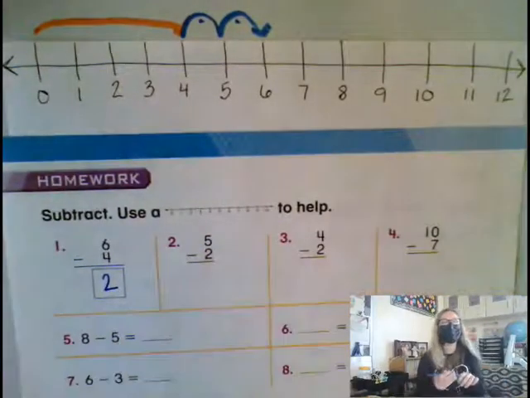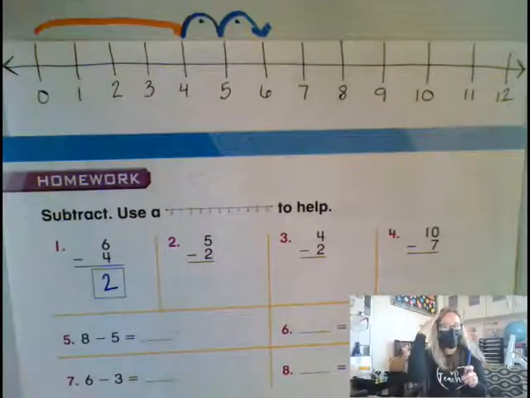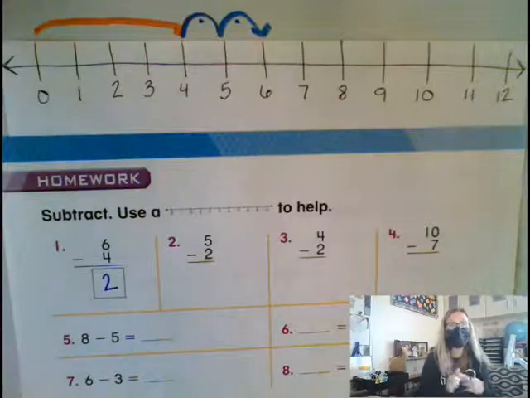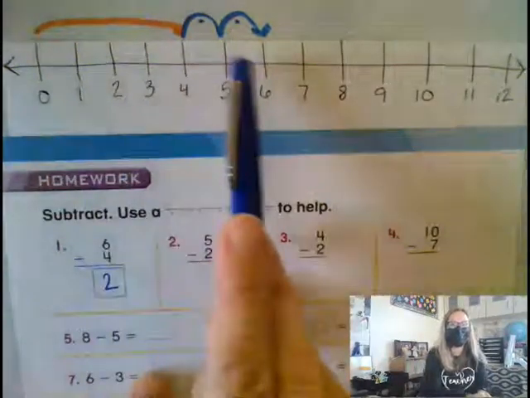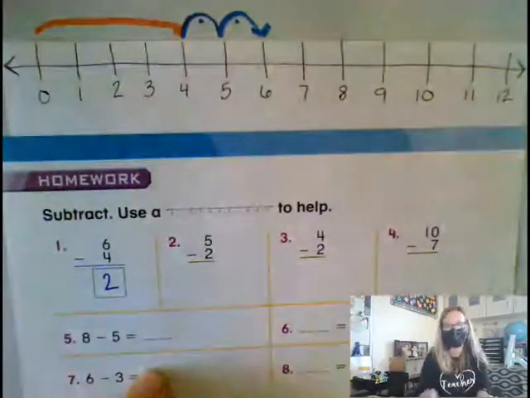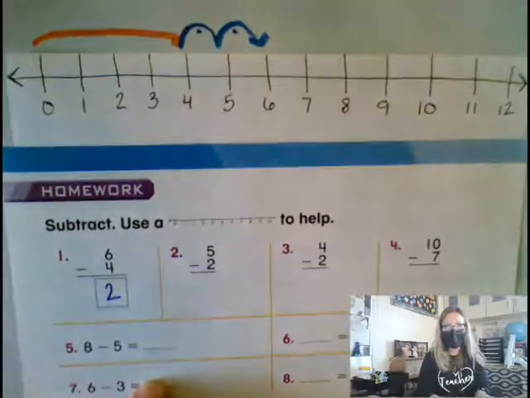If you had a 2, kiss your brain. Mwah. If you did not have a 2, stop and fix it now because you can see where you made your mistake. Okay?